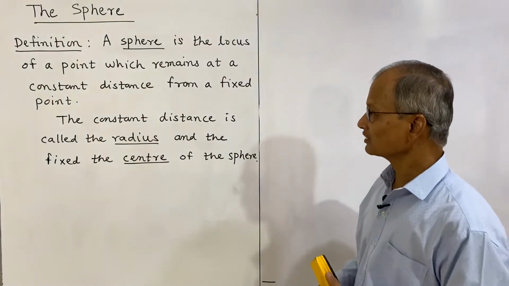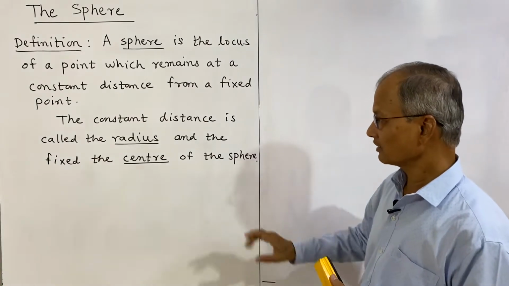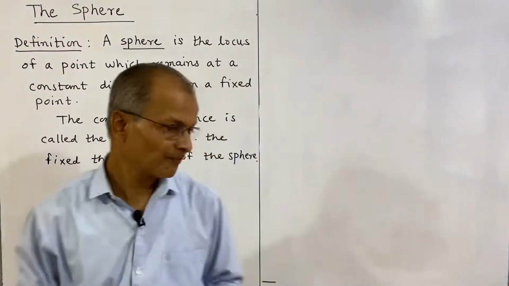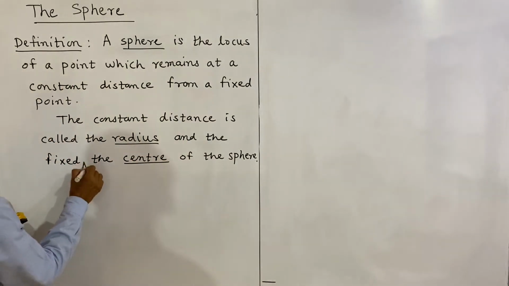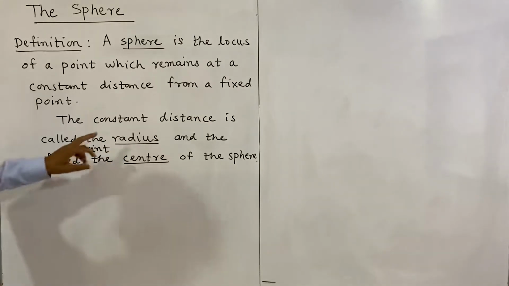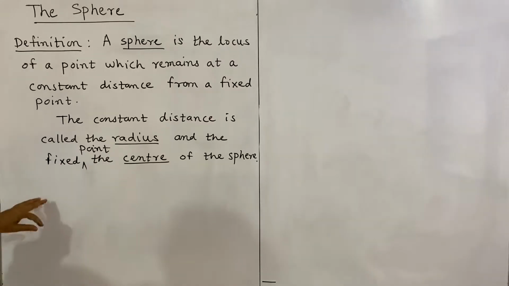and the constant distance is called the radius, and the fixed point is called the center of the sphere. Now we shall obtain the equation of a sphere.